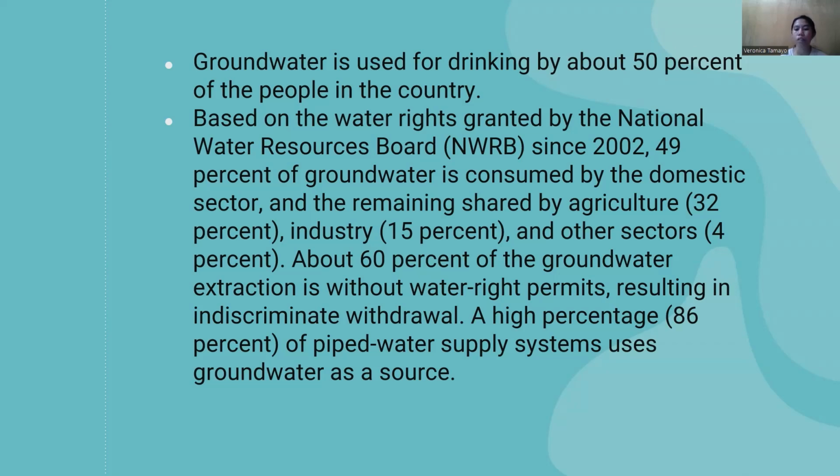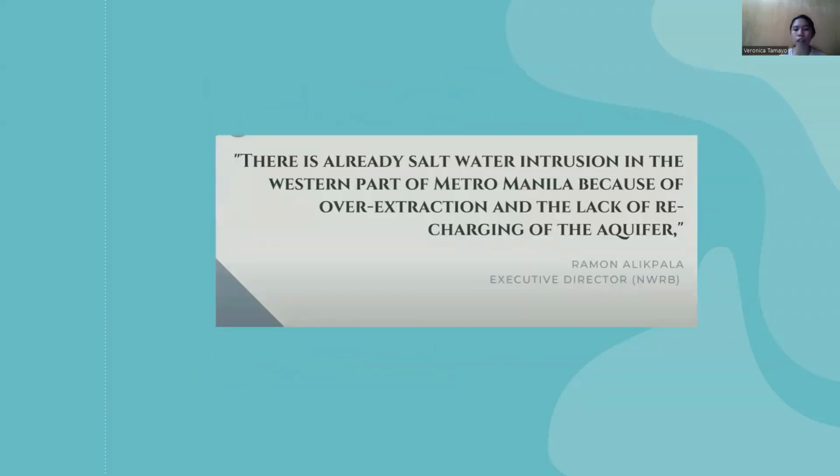So a high percentage, or 86%, of piped water supply systems use groundwater as a source. So according to Ramon Alikpala, Executive Director of NWRB, there is already salt water intrusion in the western part of Metro Manila because of over-extraction and the lack of recharging of the aquifer. So that's all.